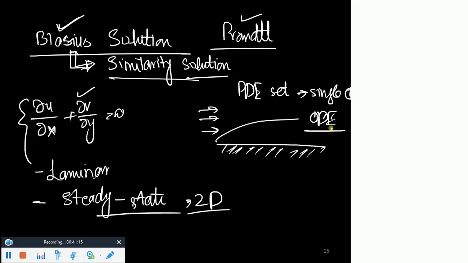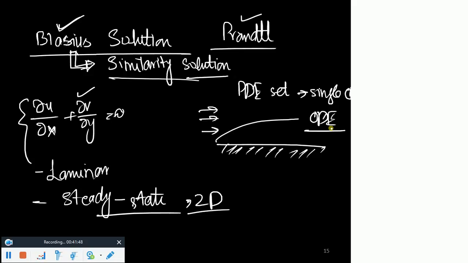Okay, how did he do that? I am not going to talk about that, although there is a small paragraph written in your book. You can also read that, but I don't want you to indulge in that similarity solution. This was the crux: convert that set of partial differential equations into a single ordinary differential equation. But there is again a complexity: the single ordinary differential equation becomes non-linear, so you can't solve it analytically.